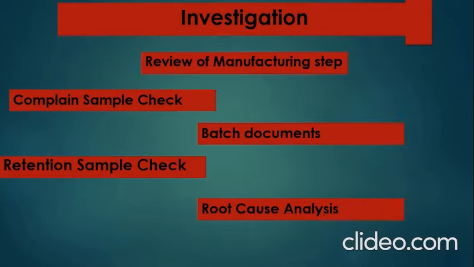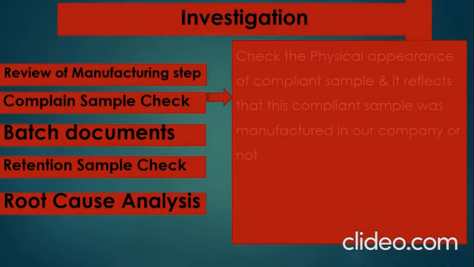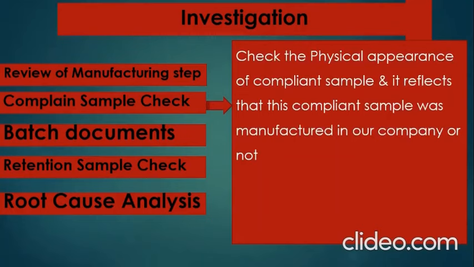Review of manufacturing steps. All manufacturing steps should be reviewed as per the batch manufacturing ticket. In-process analysis must be reviewed. Packaging operations need to be reviewed, and storage and distribution procedures need to be reviewed. After reviewing, there should be a conclusion whether any problem or any anomalies were found or not.